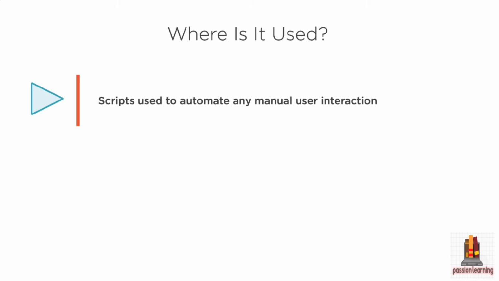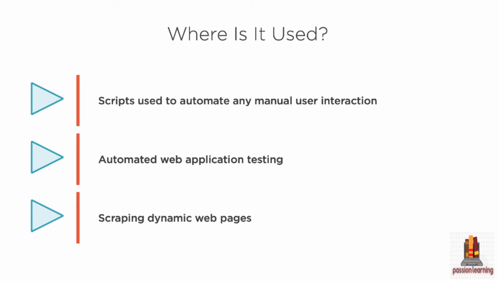Where is it used? Like I said, Selenium automates web browser actions, and as such, scripts can be made to automatically perform the same interactions that any user can perform manually. The biggest use case would be automated web application testing, and that is what it was originally intended for. But because of its flexibility, it is also used for other purposes, such as scraping dynamic web pages, which is what we are going to do.